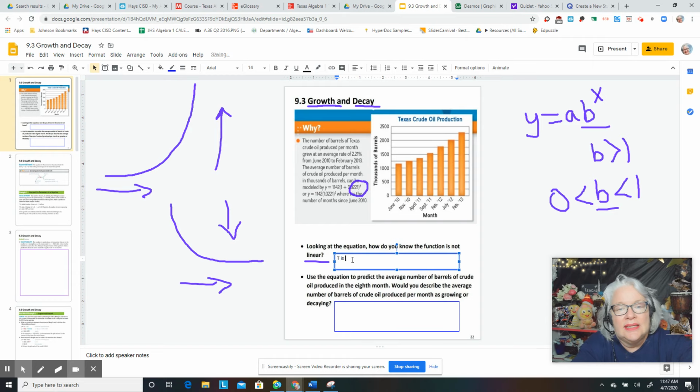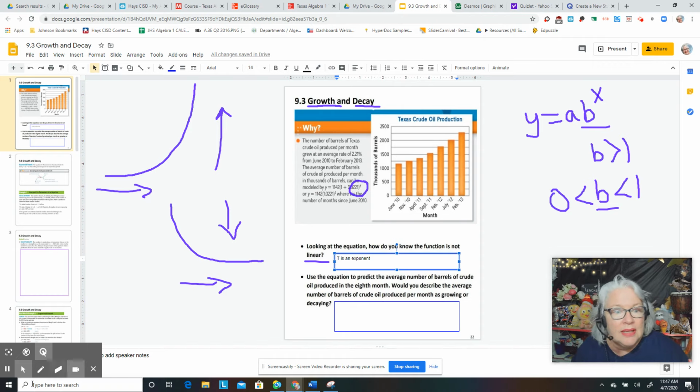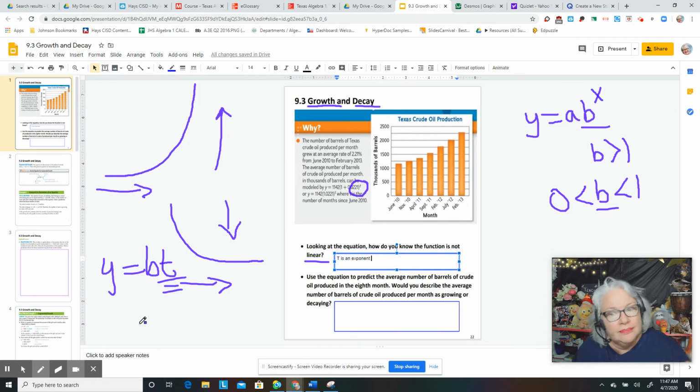T is an exponent. That's how we know. If it was linear, t would not be an exponent. It would be something like y equals bt, where t would be right down there. y equals bx.